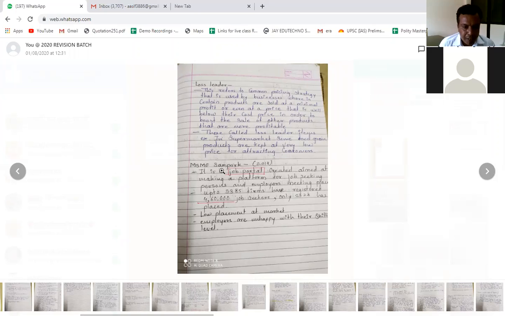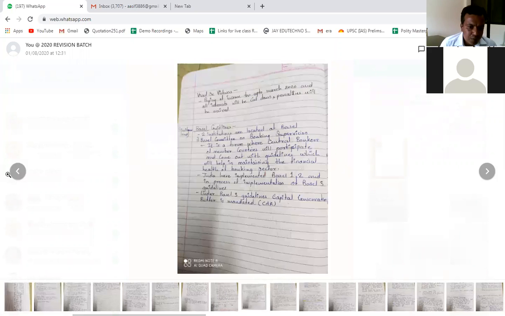MSME Sampark job portal was created with the aim of making a platform where job-seeking persons and employers can meet. That is what is mentioned here. There is low placement in markets, and employers are unhappy with skill levels. So you need to know that MSME Sampark is a job portal created to give jobs to people in the market.